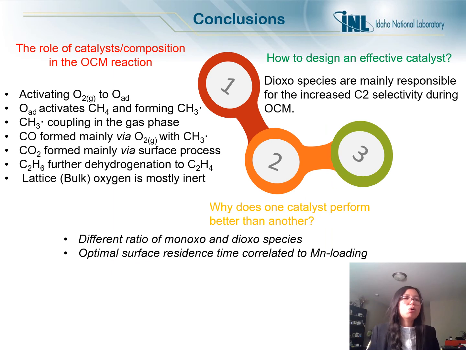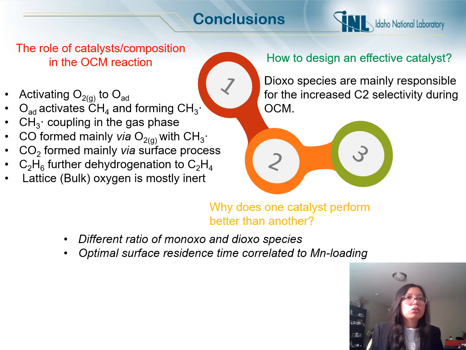Now, we come to the conclusion. The role of the catalyst composition is activating the gas phase oxygen to the weakly adsorbed oxygen species. The weakly adsorbed oxygen species activate the methane, forming CH3. CH3 radicals couple in the gas phase. CO was formed mainly via oxygen with the CH3 radical. CO2 formed mainly via the surface process. C2H6 further dehydrogenates to C2H4. The bulk or lattice oxygen is mostly inert compared to the weakly adsorbed oxygen species in the methane activation.